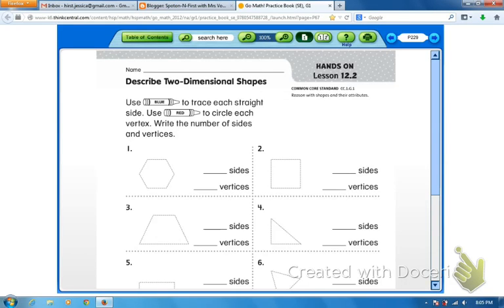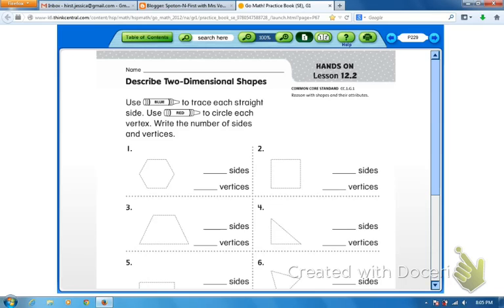For lesson 12.2, we are describing two-dimensional shapes. Our question we're answering is, what attributes can you use to describe two-dimensional shapes? So to be able to start to get a geometric sense or ideas about geometry, we first have to be able to understand different shapes and how their attributes are the same and different. Today we're going to talk about sides and vertices.